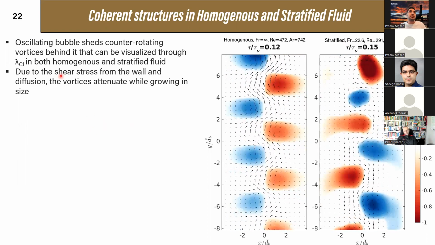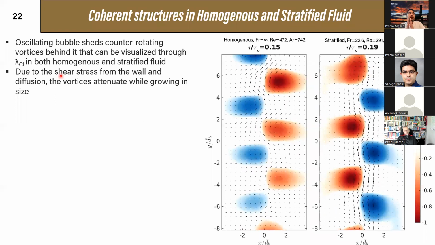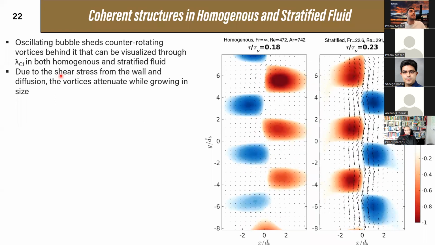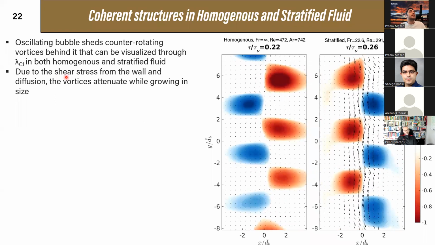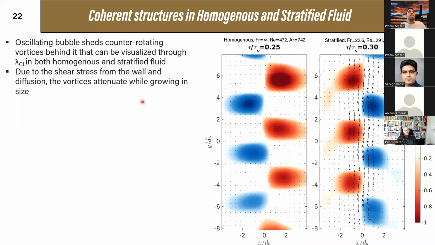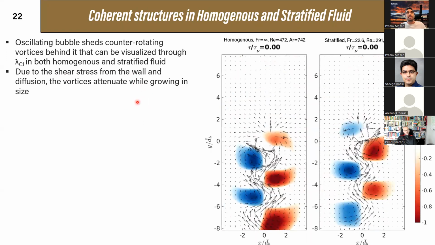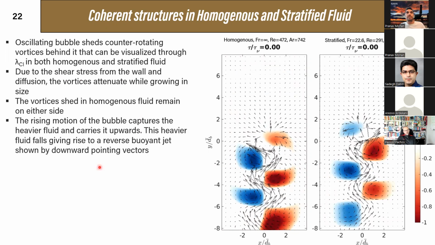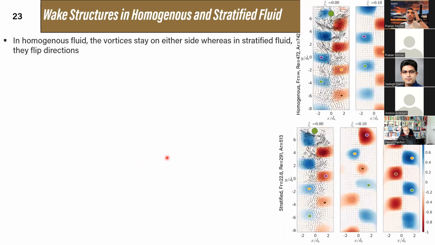Because we are analyzing our flow in a confined channel, there is a shear stress acting from the wall, which attenuates the vorticity that takes place. As I mentioned, the vortices shed remain on either side in homogeneous fluid. However, they change directions in stratified fluids. And now we can look at the coherent structures in more detail.